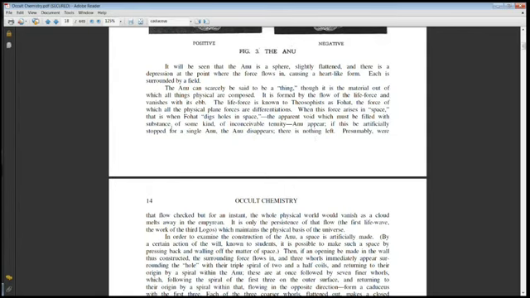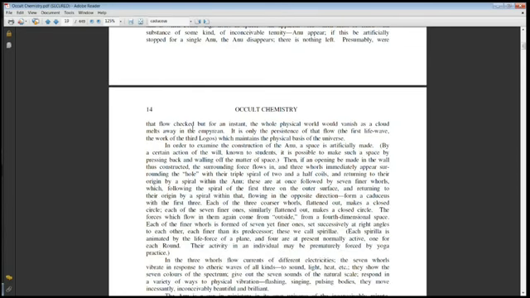If this be artificially stopped for a single Anu, the Anu disappears, which means all of the Anu disappear. There's nothing left. Presumably, that flow checked for an instant, the whole physical world would vanish as a cloud melts away in the Empyrean. Empyrean basically means the heavens or whatever. And so what we've got going on here then is, as long as this force is flowing through all of these Anu, okay, then we have this physical world that we live in. As soon as that force stops flowing through, it all disappears.